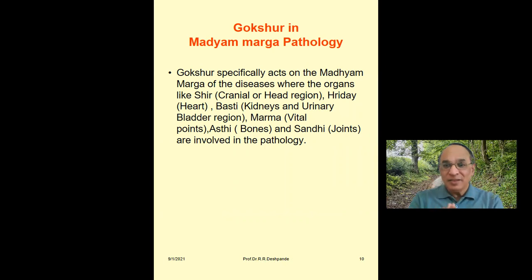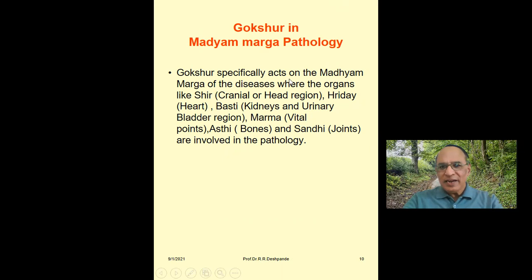This is Abhyantara Marga. Then second is Bahya Marga, connected with the muscles, the blood and the skin. And last is Madhyama Marga, which is mainly concerned with the brain, heart, etc., very important organs and the deep structures of the body. That is Madhyama Marga pathology.